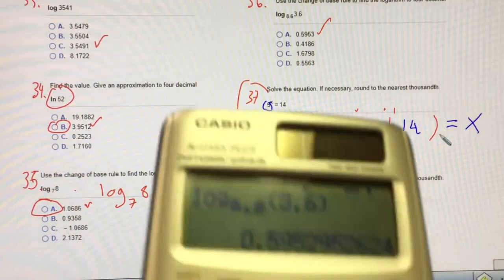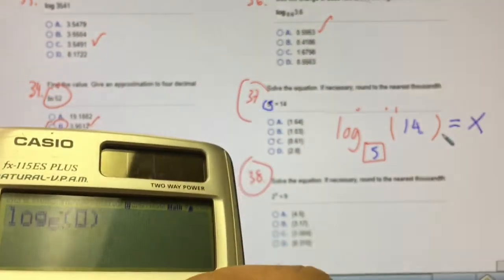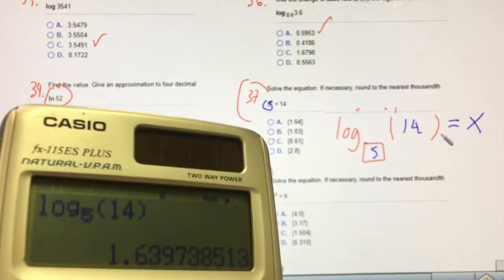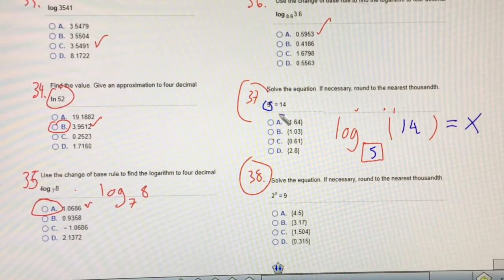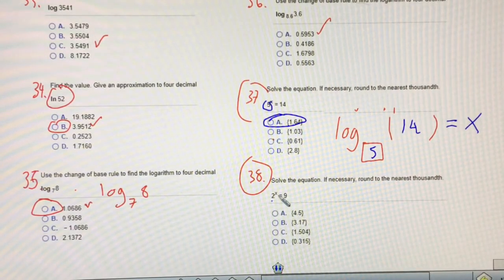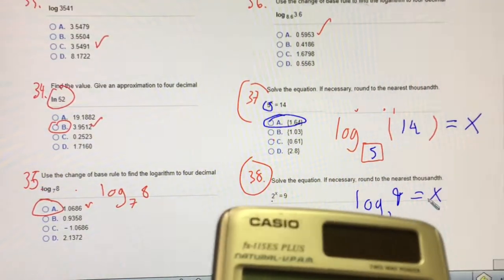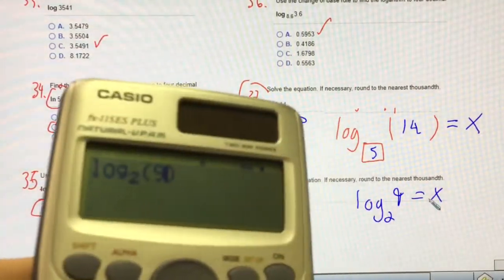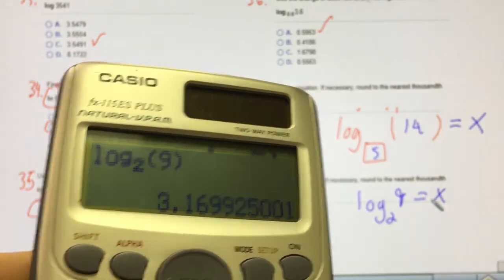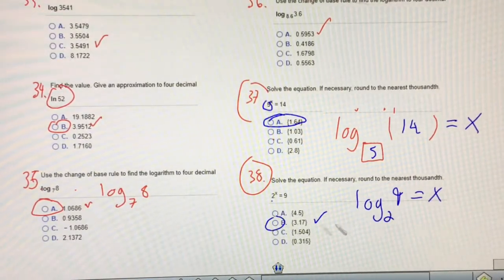So I'm going to type that in my log base button really quickly. Log base 5 of 14, 1.639. So it's going to round to two places to be choice A. 2 to the x, so that's going to be log base 2 of 9 equals x. Log base 2 of 9, 3.1699, 3.17 is the answer.